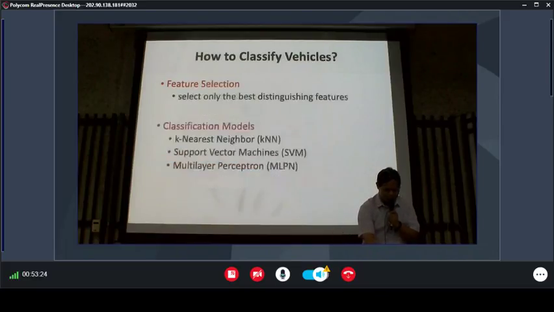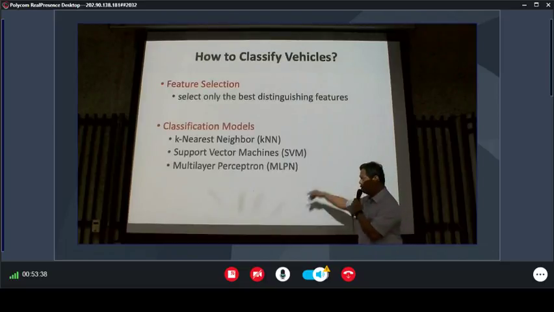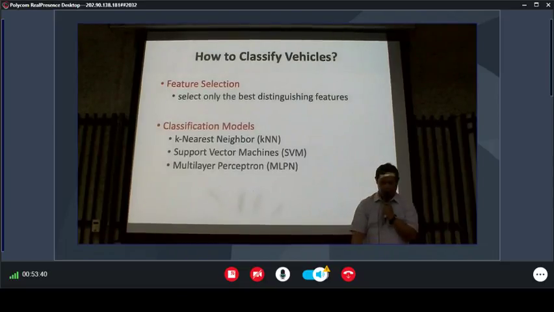To classify, we select only the best distinguishing features, and then we classify using several classification methods: the k-nearest neighbor method, support vector machines, and the multi-layer perceptron. This is equivalent to a neural network with a single hidden layer.